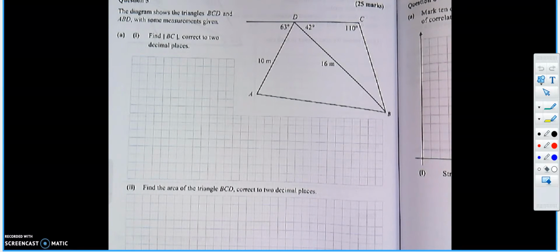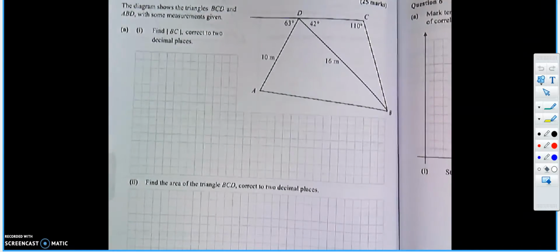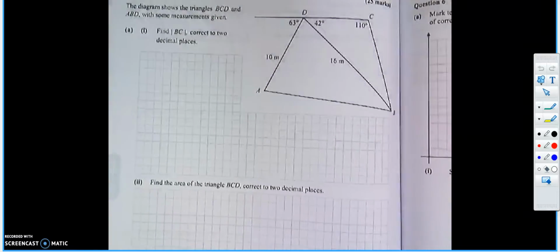Okay, now I'm going to try a quick video on trigonometry. Trigonometry is to do with your triangles and their areas, the lengths of lines and angles, and stuff like that.